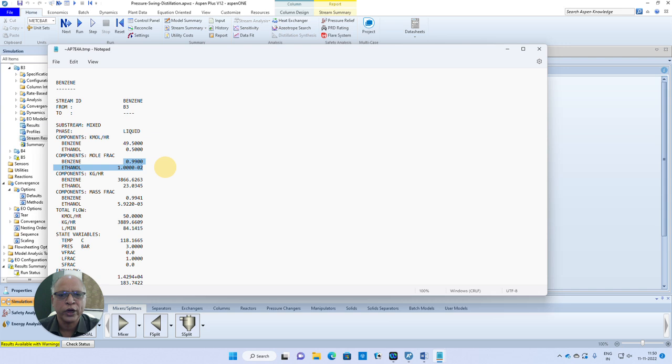You see that we were able to get the required purities of benzene and ethanol, though it is an azeotropic mixture, without using a third component. We were able to separate it by operating two columns at two different pressures. So with these comments, I would like to close this demo.